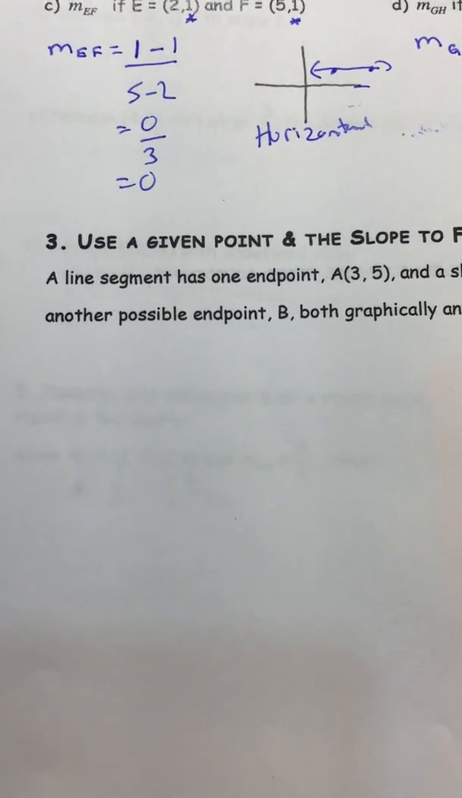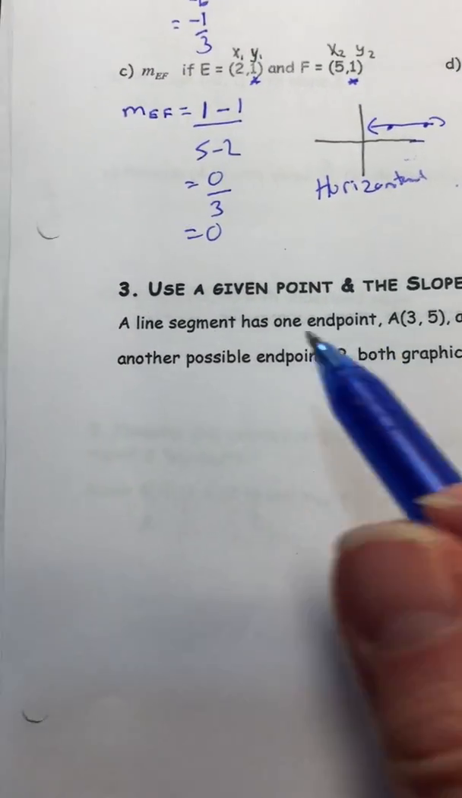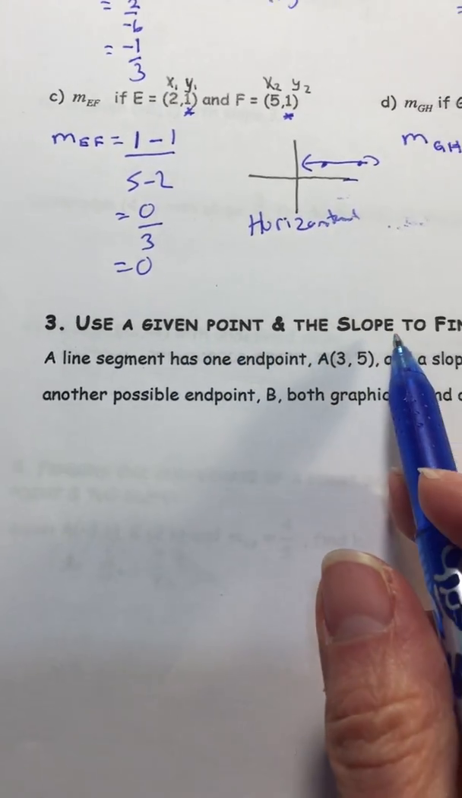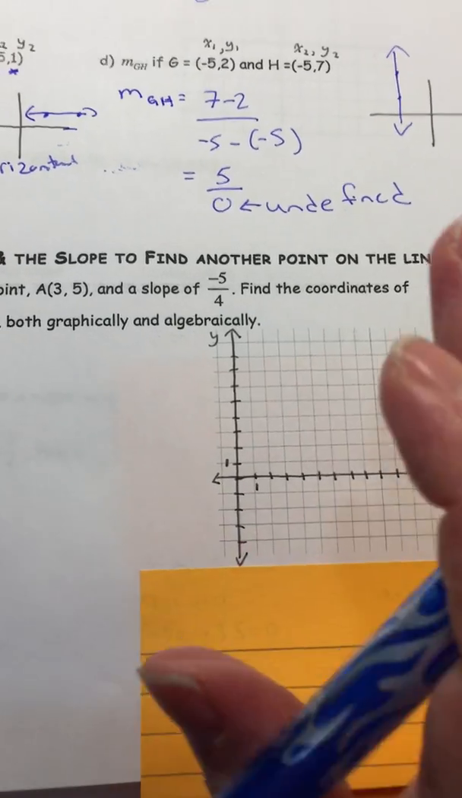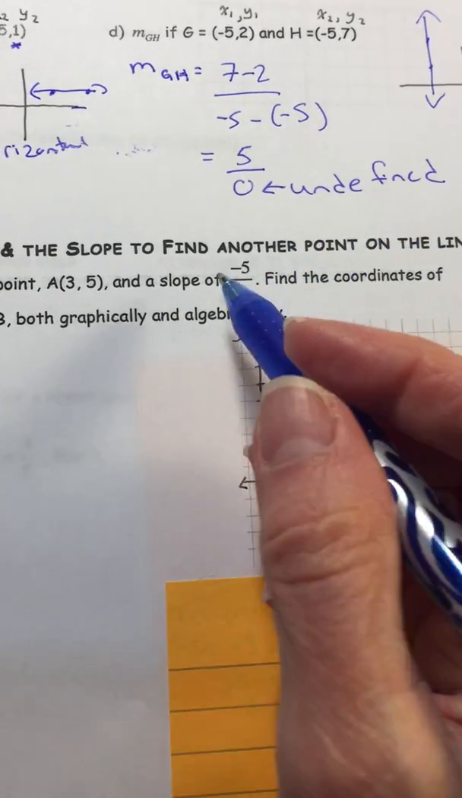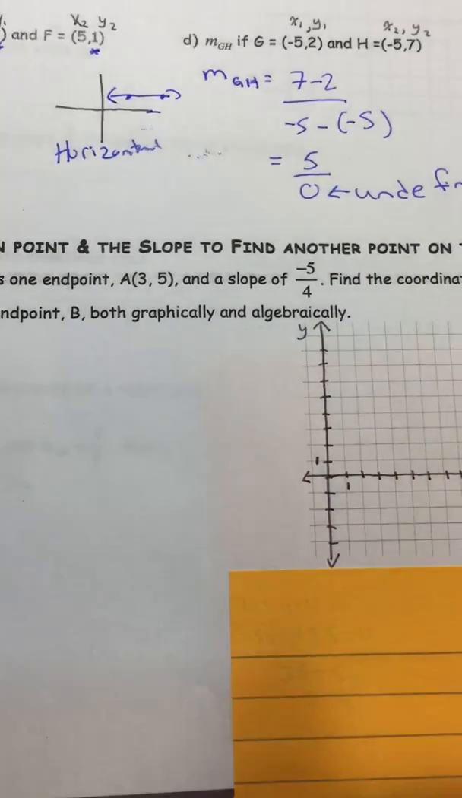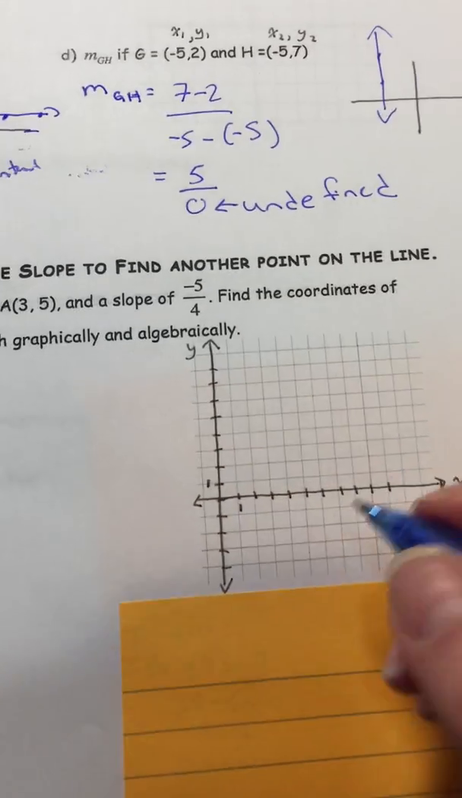Okay, this one is a little bit of a tricky one because it asks you to use a given point and the slope to find another point on the line. So that's not that hard to do graphically. It's a lot harder to do algebraically. So let's start with the endpoint 3,5.